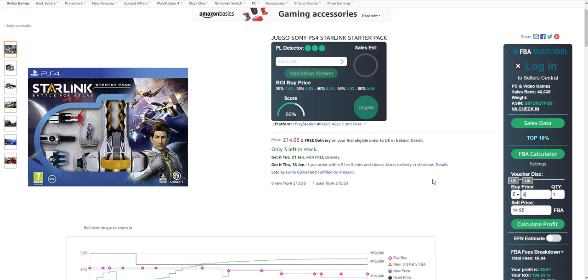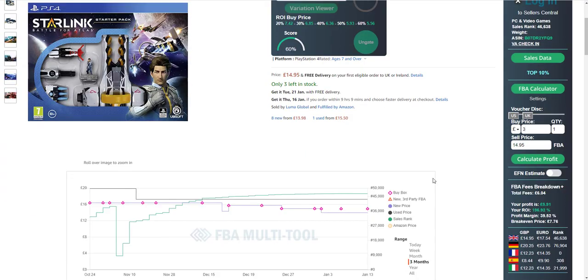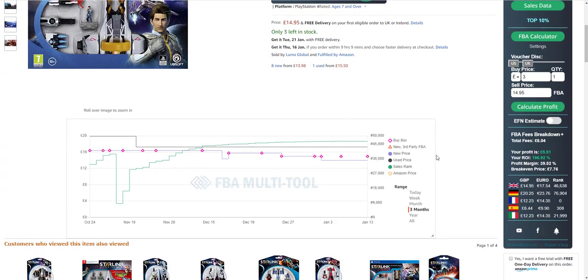Decent profit. I'd be happy with that. I'd buy a load of them. But before you decide to do that, you've got to check your Keepa. Now, if you look on here, in the last 3 months there's been one sale. And can you see that one sale? It's here.